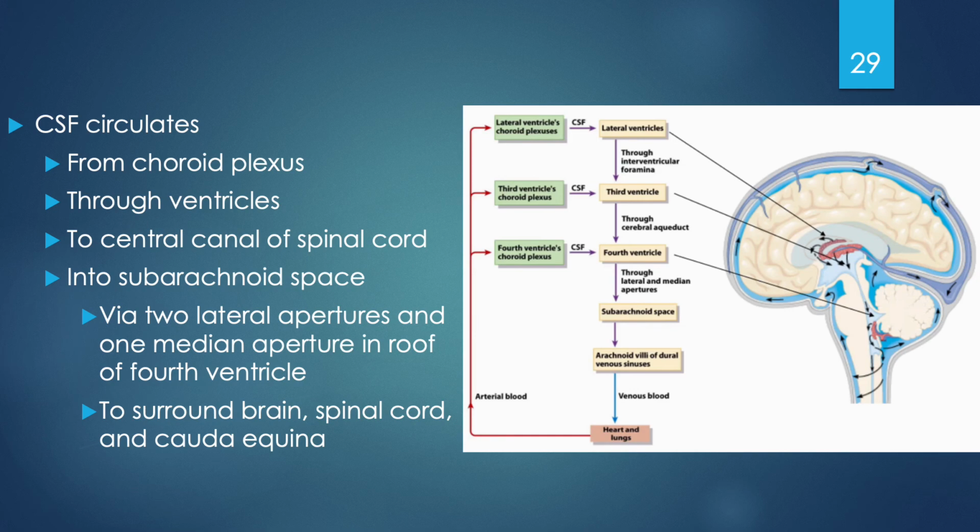At this point, it's going to go down through the lateral and the median apertures into the subarachnoid space, and then the arachnoid villi of the dural venous sinuses, and can filter out to the venous blood, so that way it can go down to the heart and lungs and get pumped back through our cardiovascular system into our arterial blood. So now we have fresh blood coming back up to the fourth ventricle's choroid plexus and the third ventricle's choroid plexus, and up to the first and second, or lateral, ventricles' choroid plexuses.